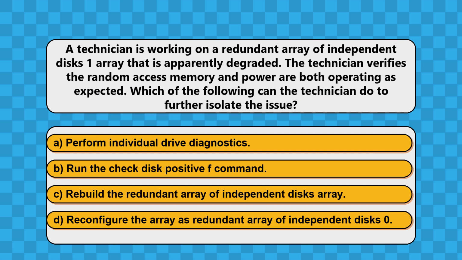Question 9. A technician is working on a redundant array of independent disks 1 array that is apparently degraded. The technician verifies the random access memory and power are both operating as expected. Which of the following can the technician do to further isolate the issue?